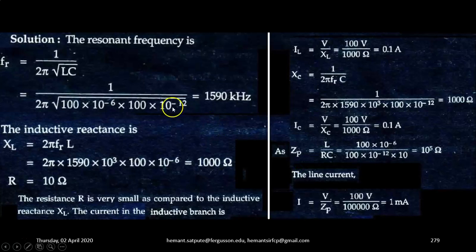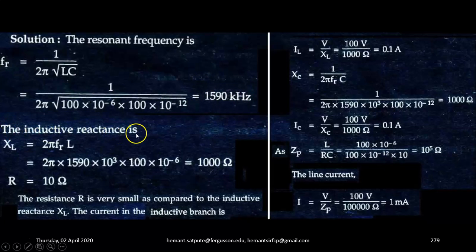So let's see the solution. The resonant frequency is given by Fr is equal to 1 upon 2 pi under root LC. So let's substitute the values and simplify. We will be getting resonant frequency as 1590 kilohertz.